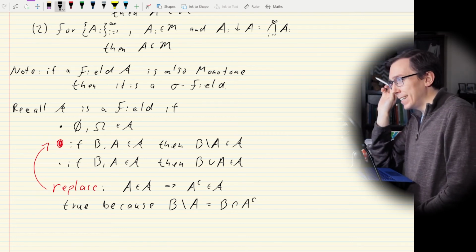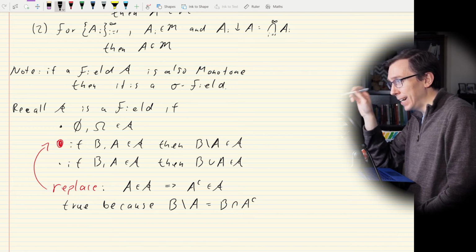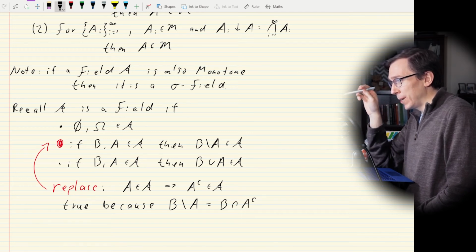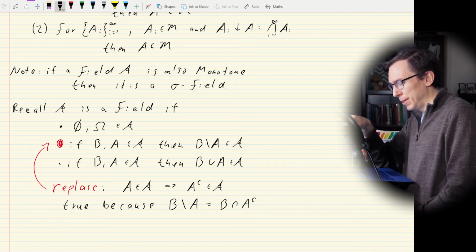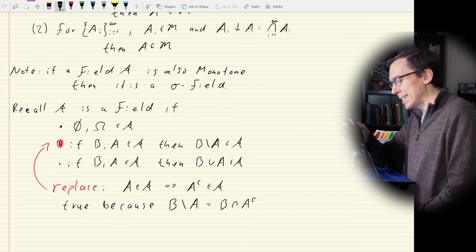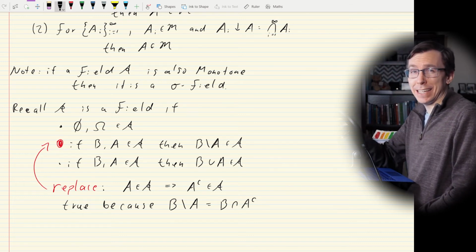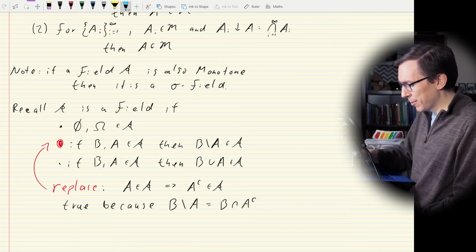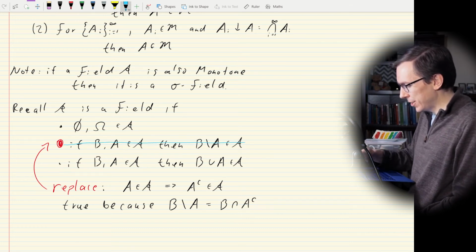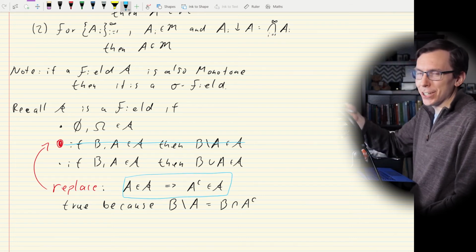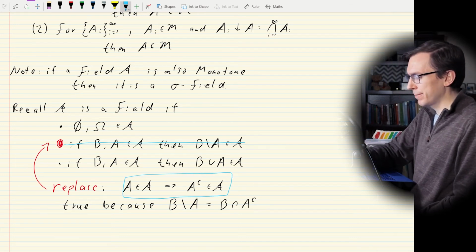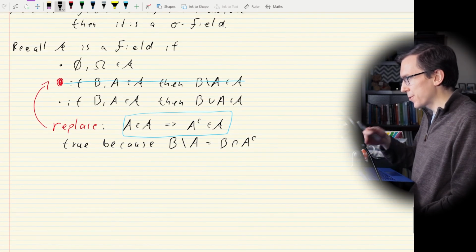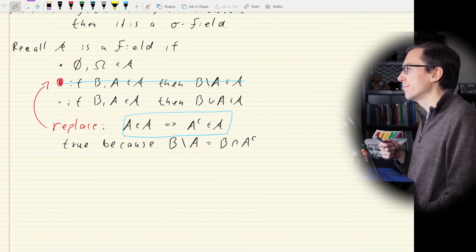The point is that in the theorem to come, we're going to want to use complements rather than set subtraction B minus A. It's going to make things a little bit easier. So in the theorem to come, we're going to remove this condition and include this condition in our definition of what it is to be a field. So that's just where we're going with this.